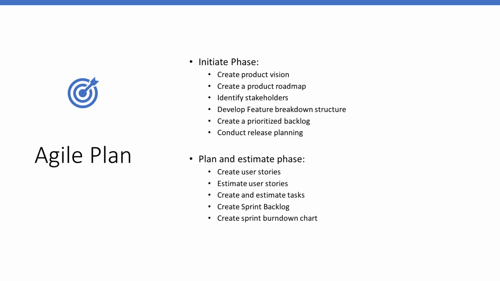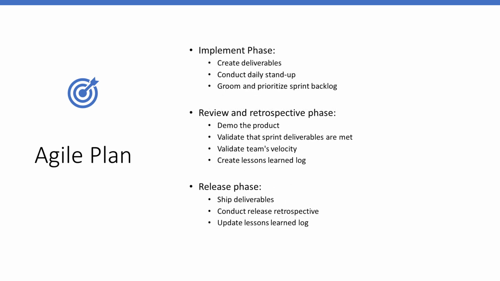In the planning and estimate phase, you will create user stories, estimate user stories, create and estimate tasks, create a sprint backlog, and create a sprint burndown chart. In the implementation phase, you will create deliverables, conduct daily stand-ups, and refine and prioritize the sprint backlog. In the review phase, you will demo the product, validate that the sprint deliverables are met, and validate the team's velocity.